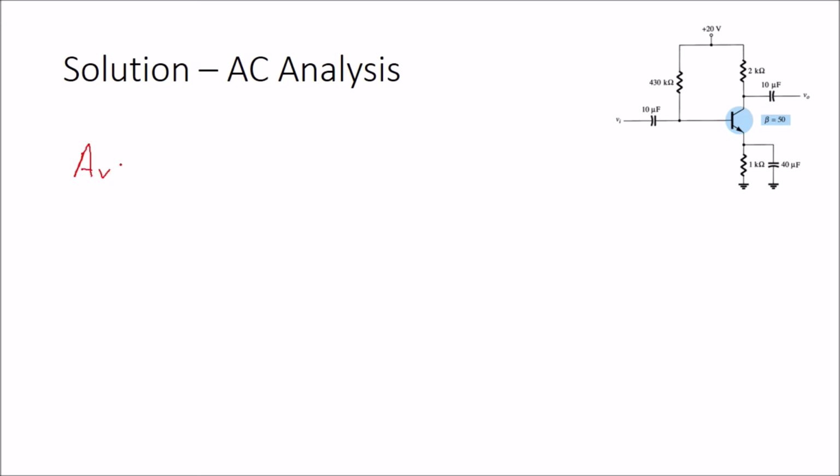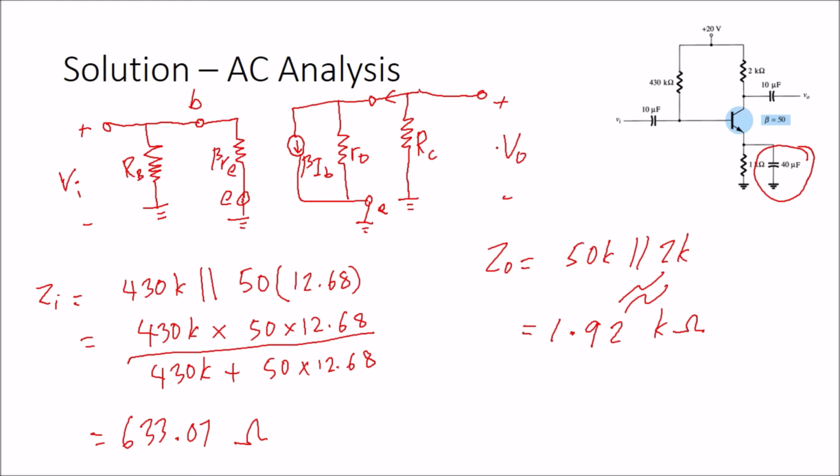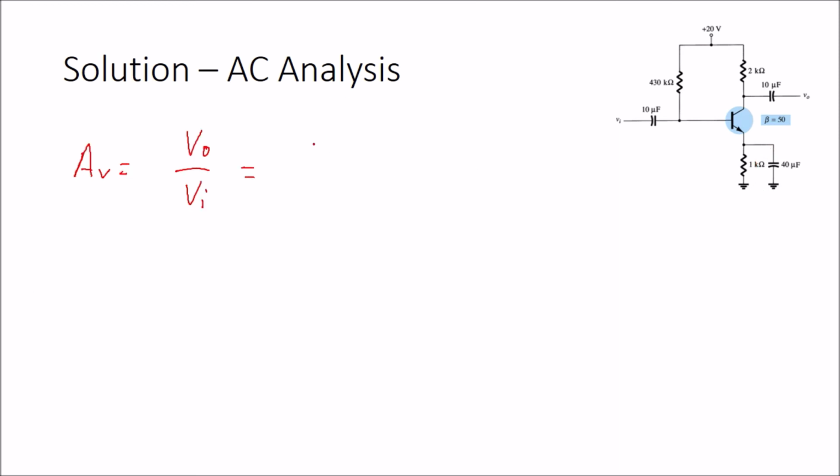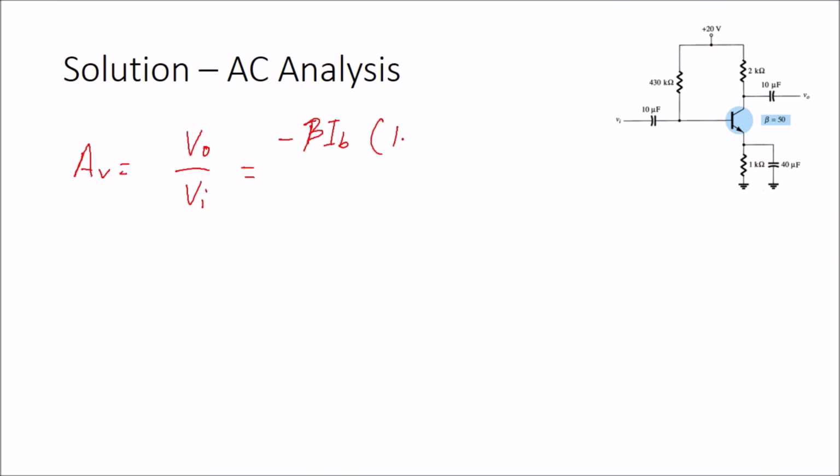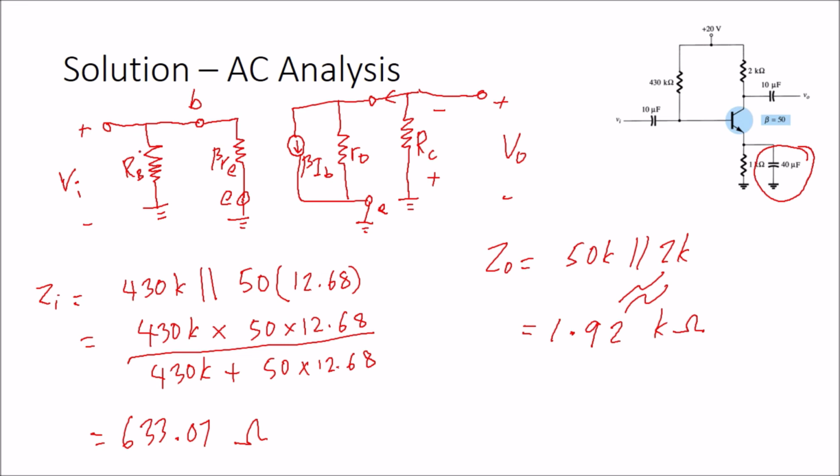So AV is equal to V naught over V in. If you look from here, the current flows from top to down, meaning that the polarity here is minus and here is plus, because the current flows from higher to lower. V naught is equal to minus the total current, which is beta IB, times the total resistance, which is RC parallel with R naught, represented here as 1.92 kilo, and then over V in.